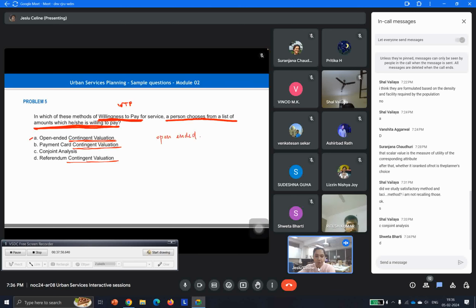Will you be willing to pay 100 rupees? So a certain set of values are thrown to the person, and then the person is asked, will you choose this, or will you choose this, or will you choose this? So you have different choices given to the person.